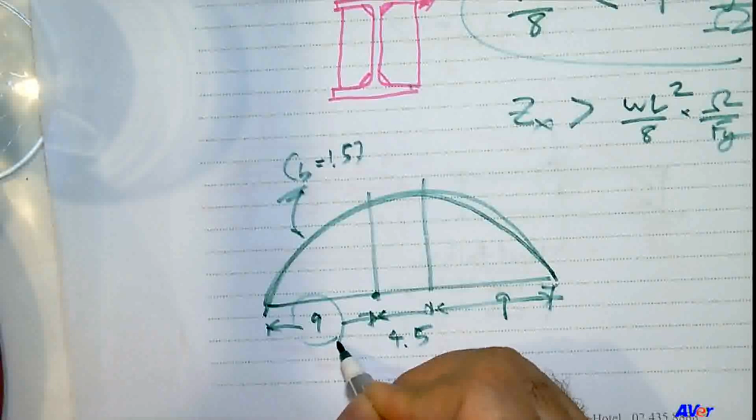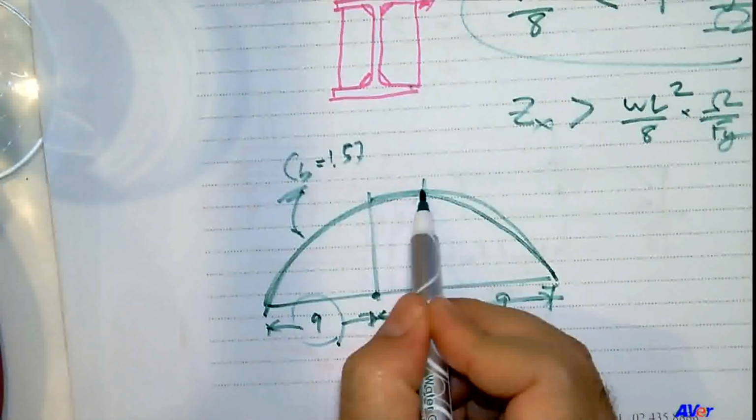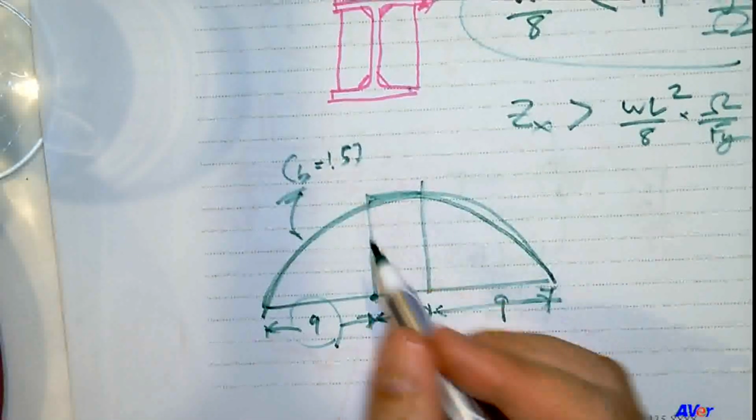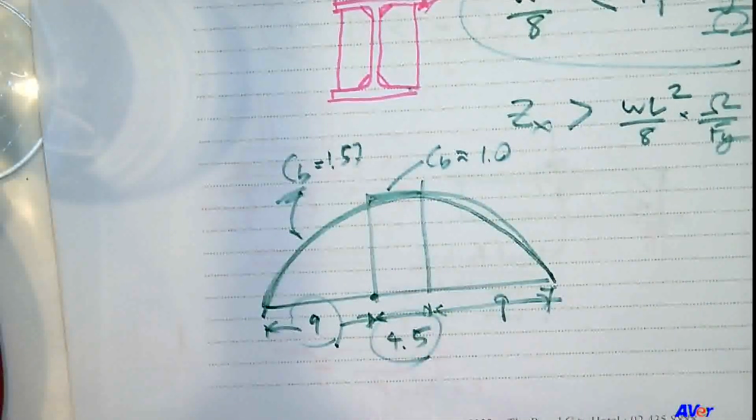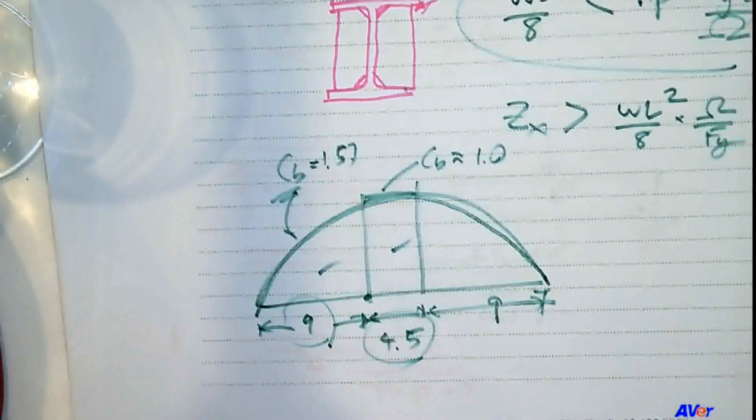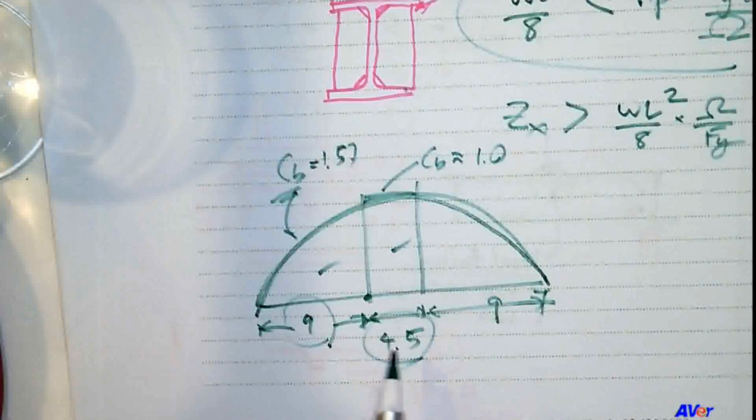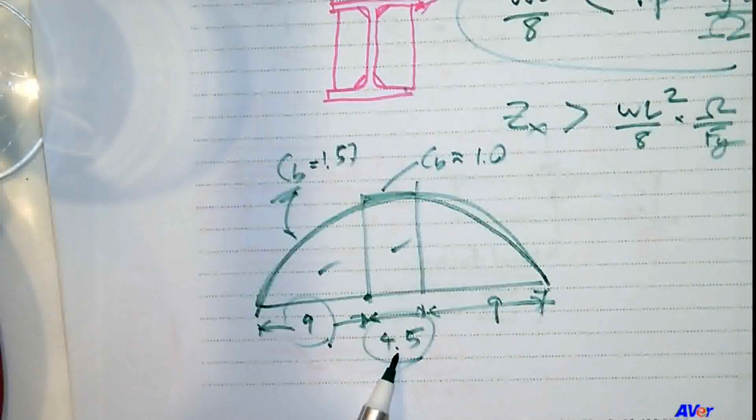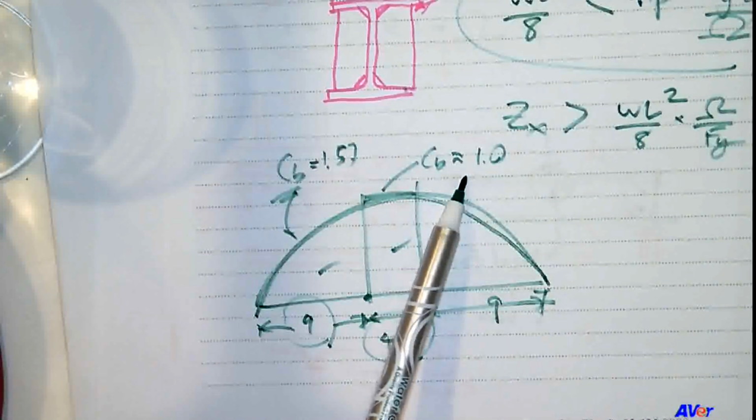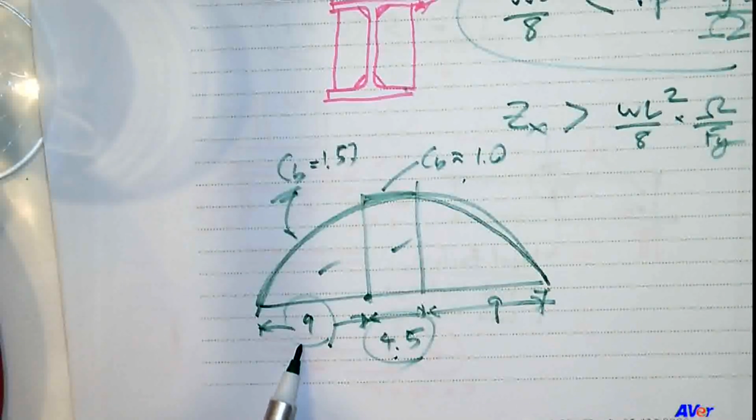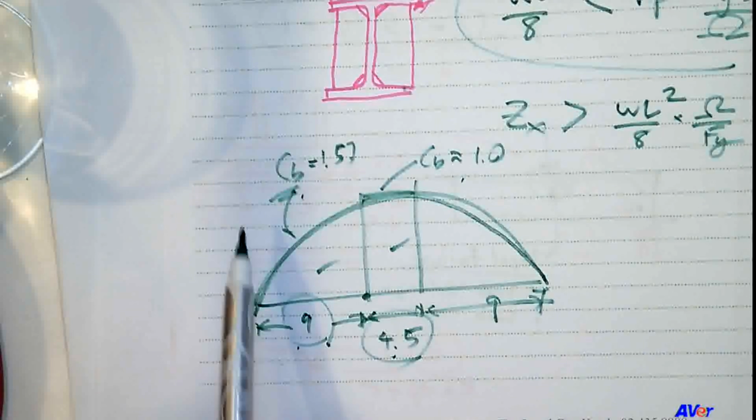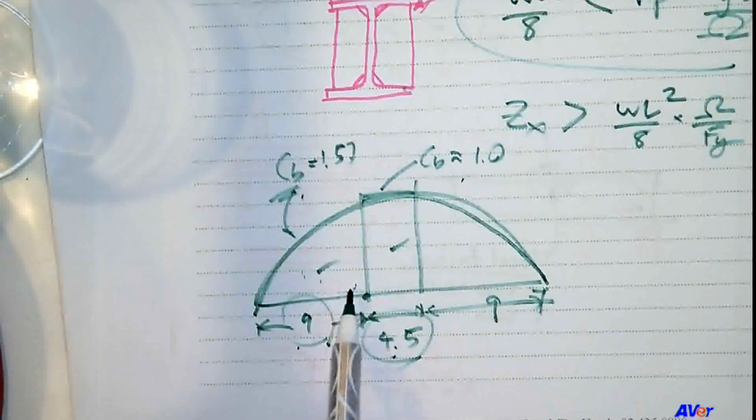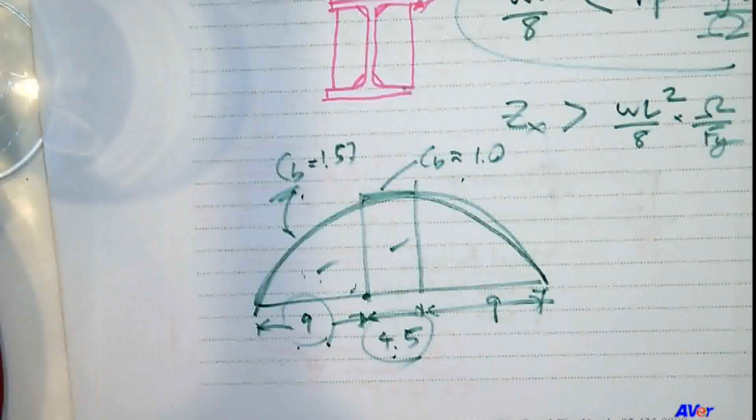But the unbraced length is 9 meters. Right here, it's almost a flat line. I don't need to calculate CB at all. I would just assume CB is approximately 1. But the unbraced length is 4.5 meters. And we need to check both cases. Because in this one, even though the unbraced length is small, CB is 1. In this case, the unbraced length is large, but so is CB. So we can't tell right away which case is going to govern our design. So we need to check both.